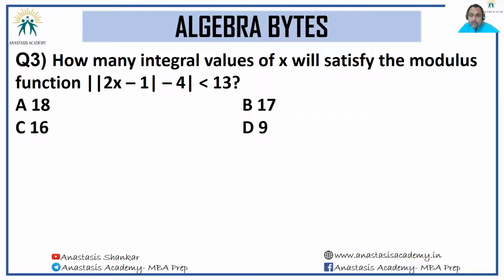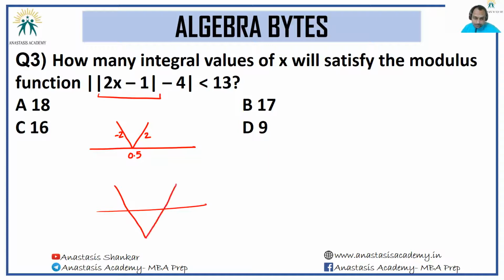Next one, how many integral values of x will satisfy the modulus function: mod of mod of 2x minus 1, minus 4 is less than 30. Okay, this is a heavy graphing question. So how we go about solving it is, first you draw this mod graph. It will be equal to 0.5. The slope here is 2. The slope here is -2. Then from this, you are subtracting 4. So this graph gets pulled down. And now we have this available. At 0.5, I am achieving a value of -4.